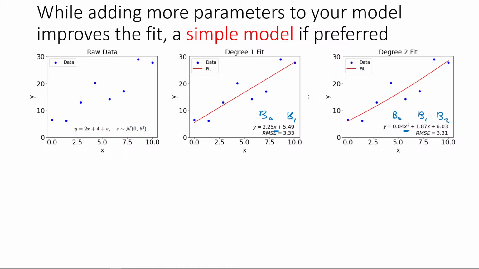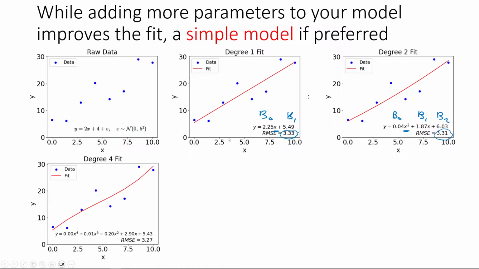You see the root mean square error is improving a little bit, because this line started to curve a little bit and get closer to my data. Now, if I use a polynomial of degree 4, so I have x to the power 4, how many parameters will I get here? I'll get 5 parameters: beta 0, beta 1, beta 2, beta 3, and beta 4.